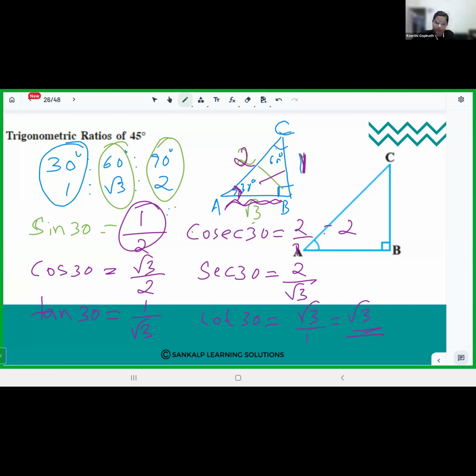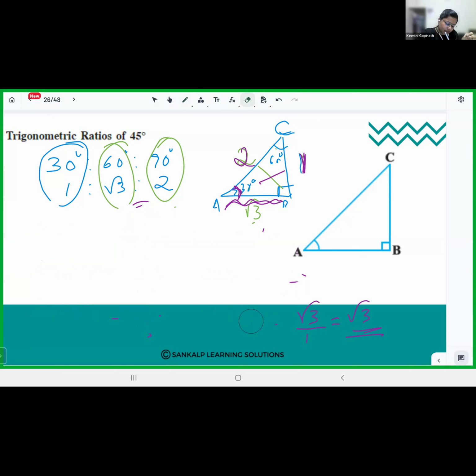So we obtained the trigonometric ratios of 30 degree also. Now what you have to do is obtain the trigonometric ratios of 60 degree from this triangle. We are going to find the trigonometric ratios of 60 degree from this particular triangle. Since in the earlier case we considered 30 degree, now consider the 60 degree angle, that is angle C.